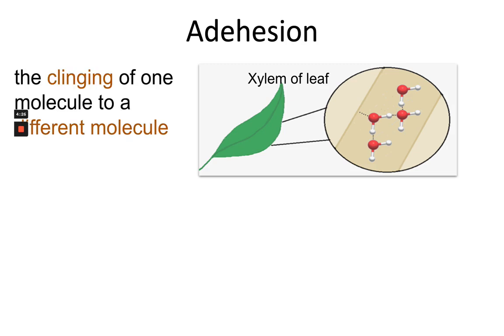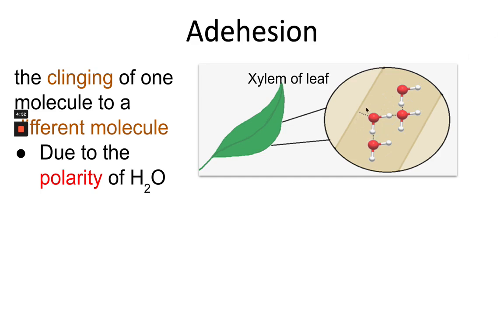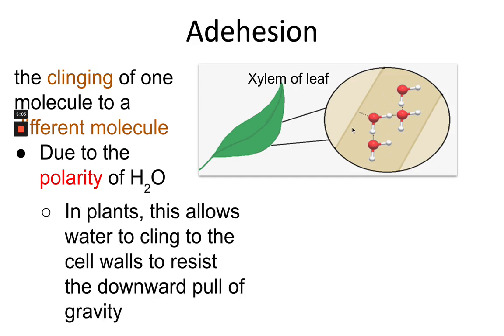That's different than adhesion. Adhesion is where water molecules, or molecules in general, are attracted to molecules of a different type than them. So in the case of water, if we look at our picture here, you can see that we're in the xylem of a leaf, or the tubes, the veins of a leaf, and you can see that the polarity again comes into effect, because here we're looking at the fact that there's a bond between this negative oxygen in that xylem of the leaf. And so again, polarity is giving it this ability.